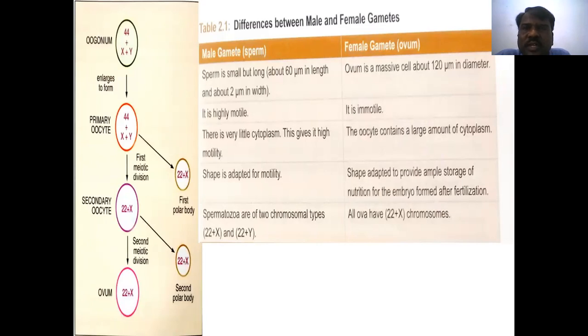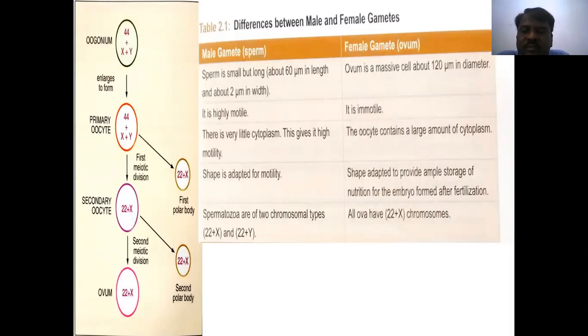Next, we can expect in theory the short notes on oogenesis. At that time you can write all this and draw the diagrams. On the left side we can also draw this diagram: oogonium 44 plus X plus X, then it enlarges and becomes the primary oocyte. At that time we can identify 44 plus X plus X; the textbook has given it wrongly as X plus Y, so just correct it: X plus X primary oocyte.